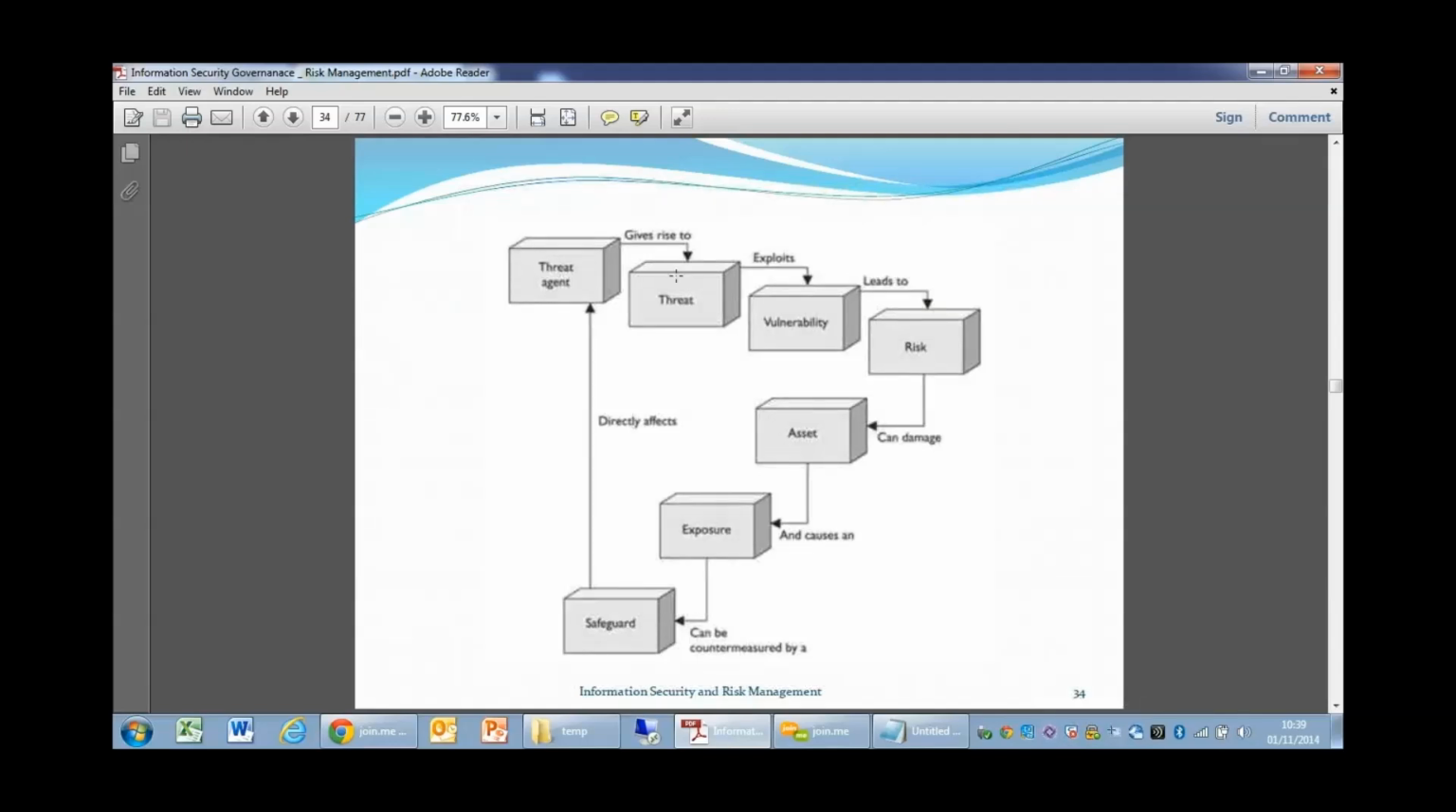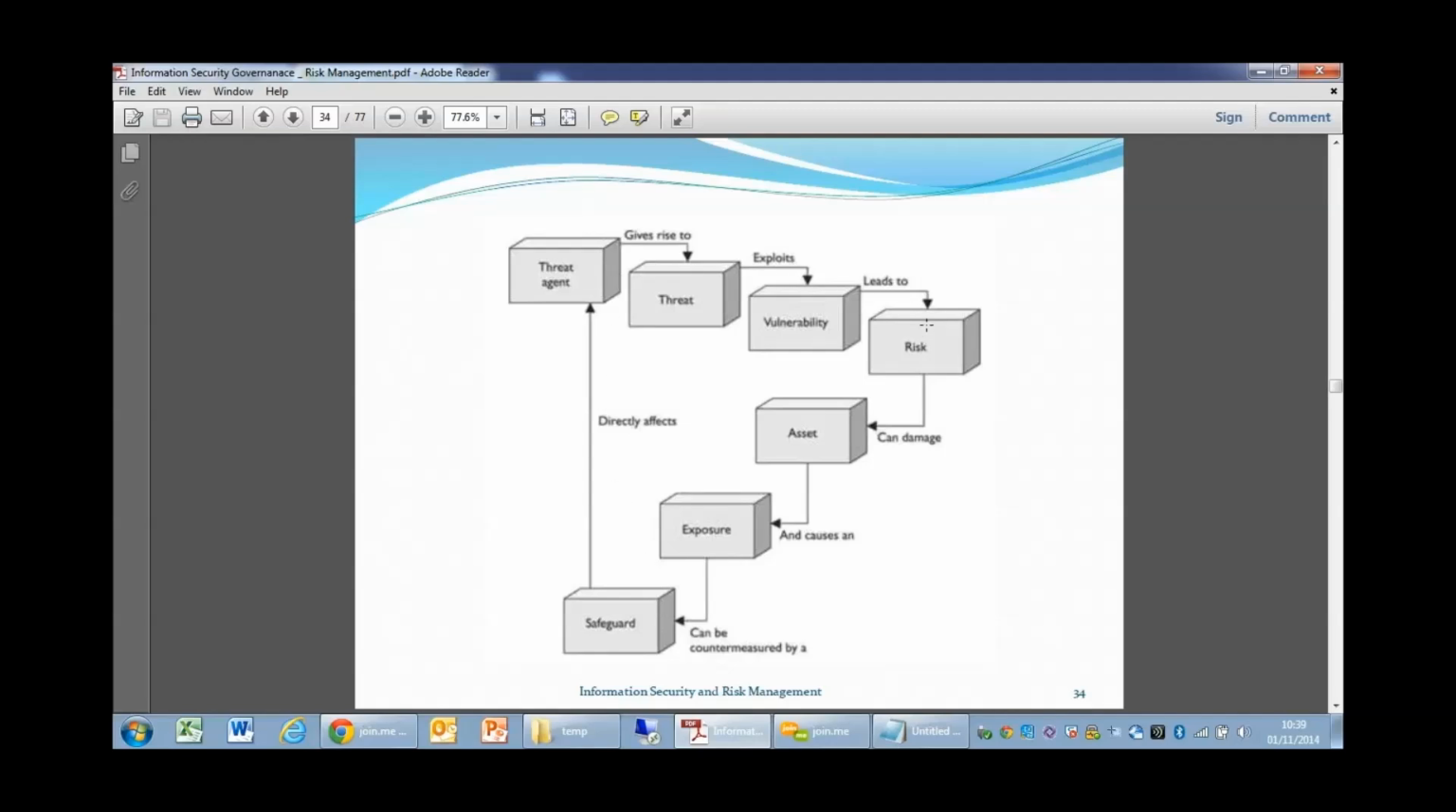This image is very self-explanatory and will help you understand what we have covered. The threat agent is just the vector. Let's say fire coming from a short circuit is the threat agent, and the fire is the threat. Vulnerability is pieces of paper in the data center. Risk is the financial servers being burned. Asset is the server. Exposure is the financial information being burned. And safeguard is, let's say, fire extinguishers within the organization.